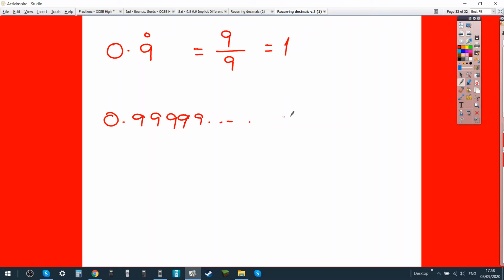What is 0.9 recurring? 1. Yes, so that's like 9 over 9, that's 1. So believe it or not, 0.999 going on forever is equal to 1.